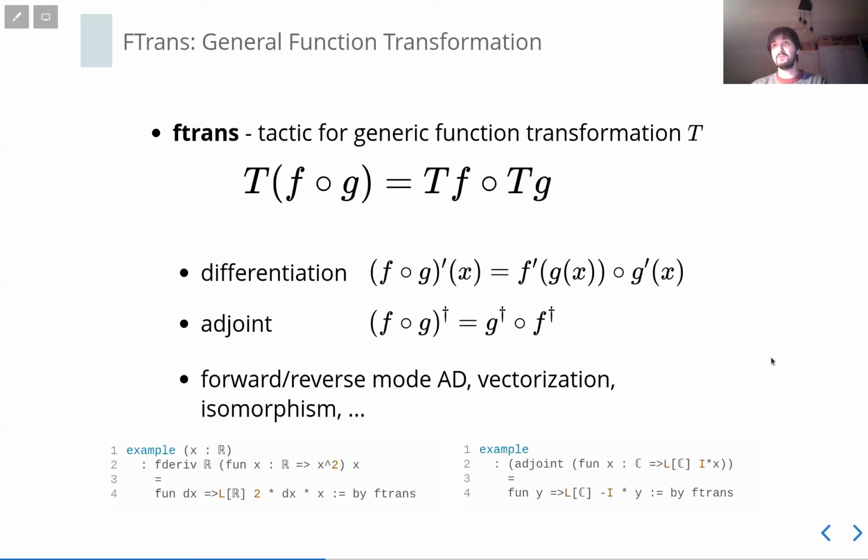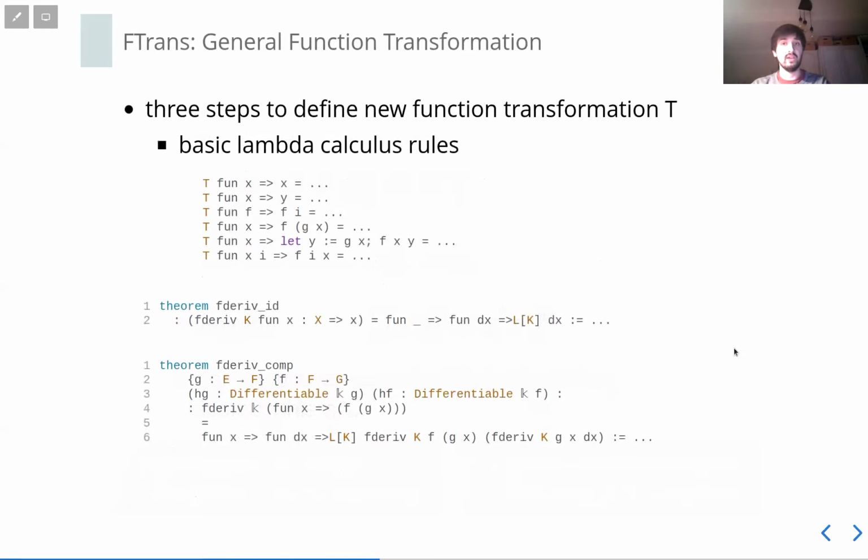Again, we can solve it by FTrends. So a bit how the tactic FTrends works, or how to set it up if you have a new function transformation. It more or less works like a simplifier, but there are a few extra steps to set it up. First, you have to define a basic kind of lambda calculus rules. So you need to specify how the identity function gets transformed, how composition gets transformed.